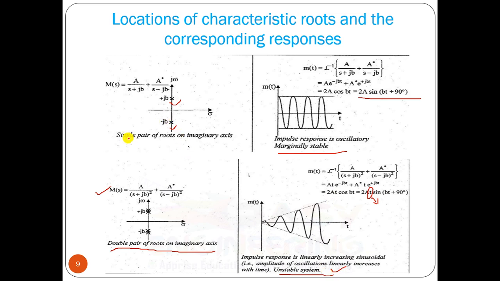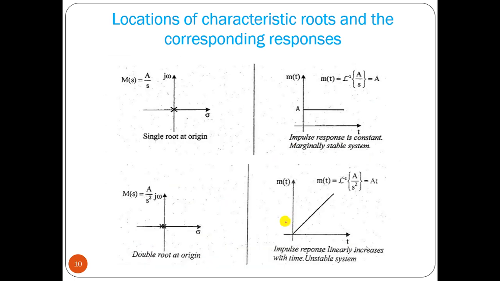That means if we have a single pair of roots on the imaginary axis, the system is marginally stable. If we have a double pair of roots on the imaginary axis, the system will be unstable. Now, what will happen if we have a pole at the origin, that is A by s, so s equal to 0? If you take its Laplace inverse, it will be A, a constant. So it is called a marginally stable system.